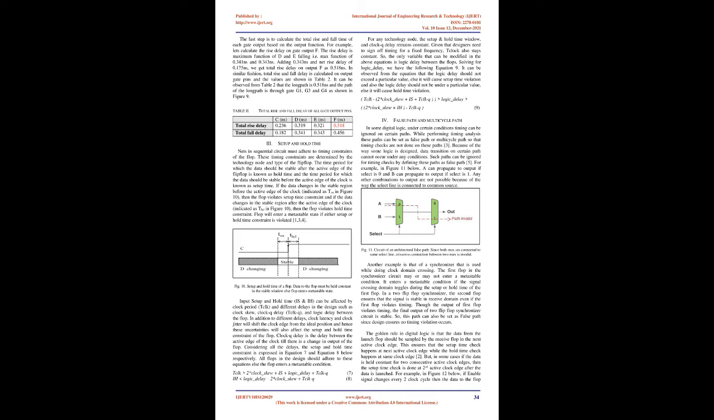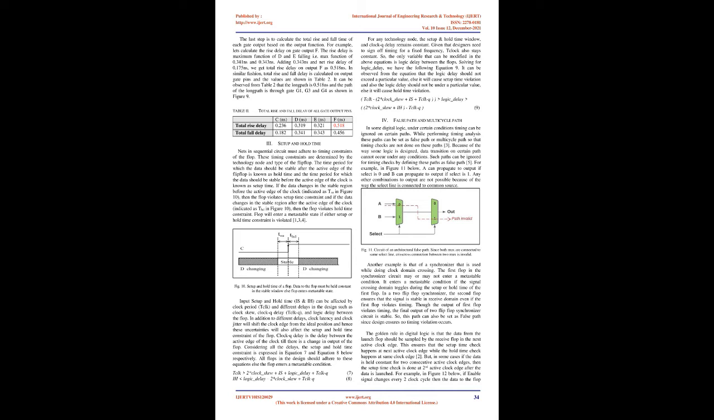The last step is to calculate the total rise and fall time of each gate output based on the output function. For example, let's calculate the rise delay on gate output F. The rise delay is the maximum function of D and E falling, i.e., max function of 0.341 ns and 0.343 ns. Adding 0.343 ns and the net rise delay of 0.175 ns, we get total rise delay on output F as 0.518 ns.